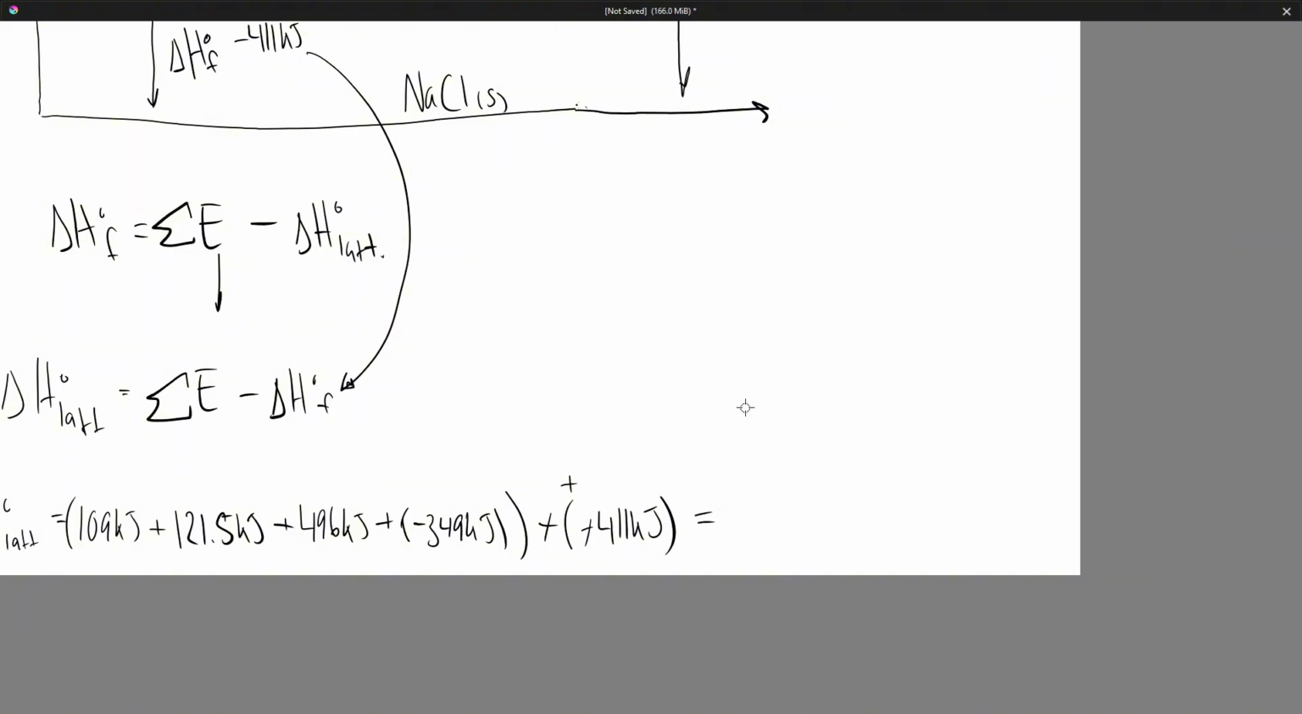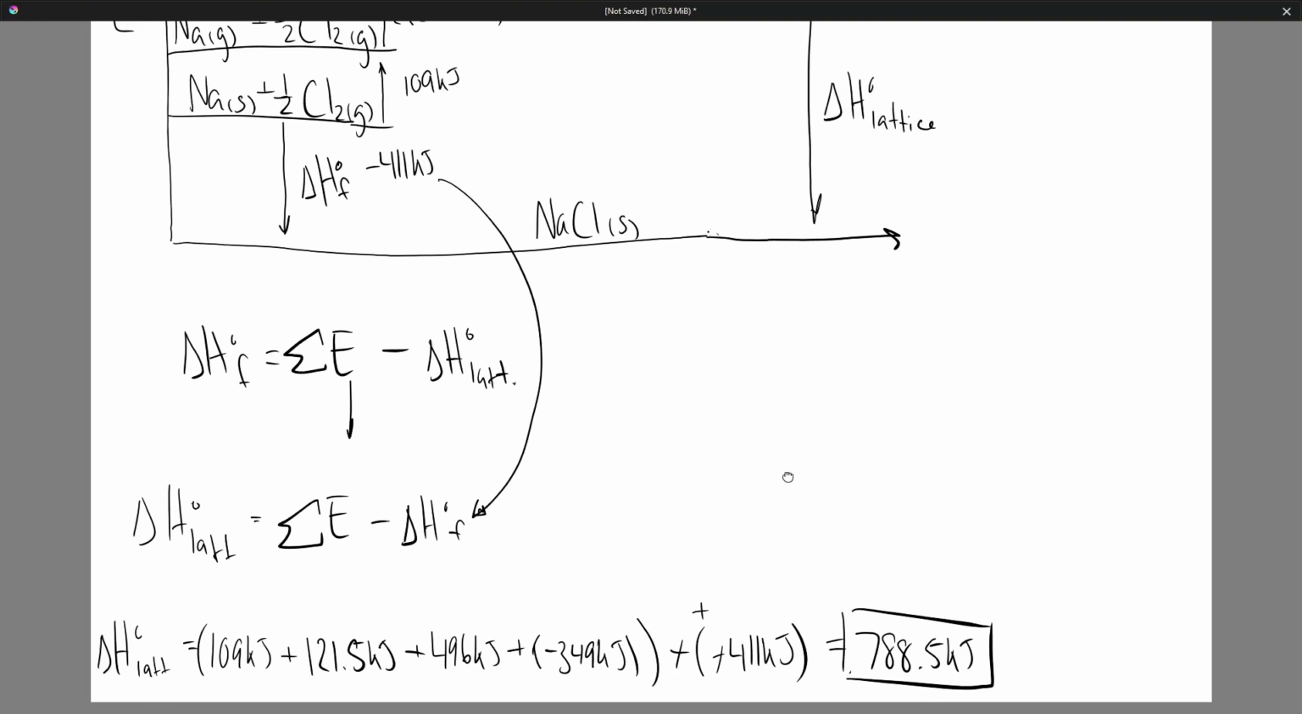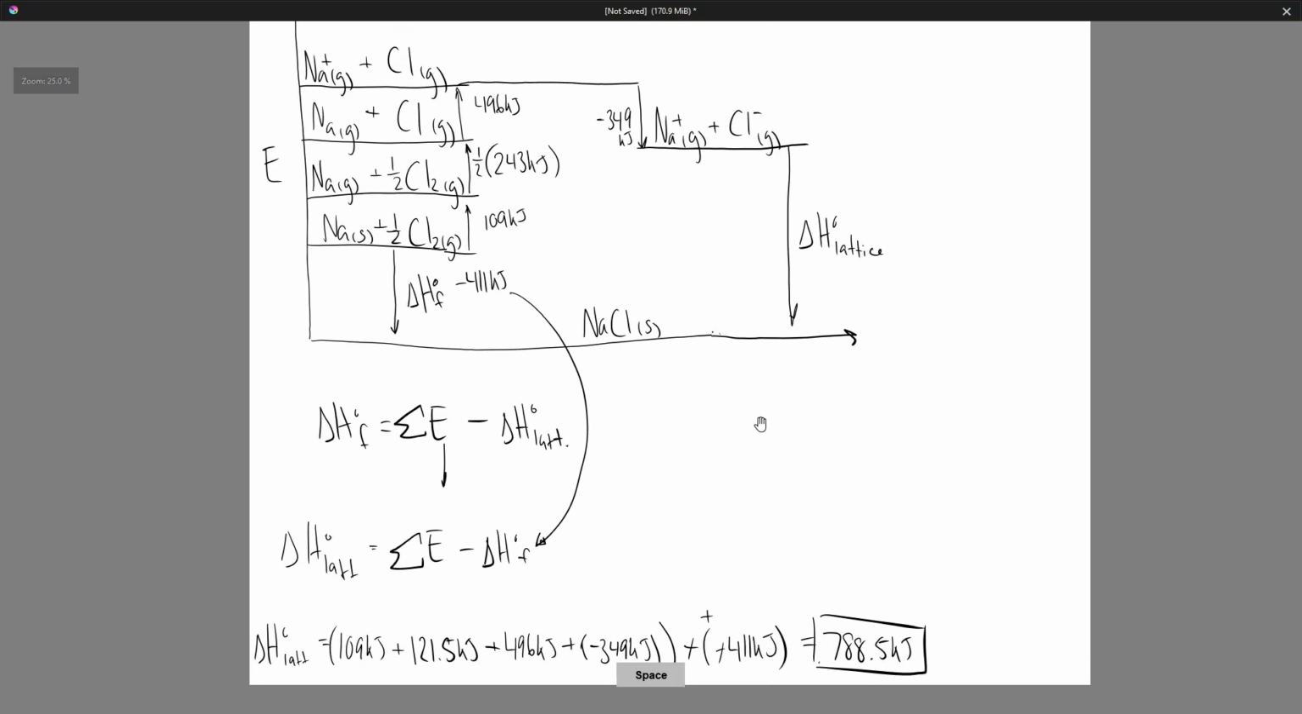Which should give us an energy of 788.5 kilojoules. And that would be the answer right there. So for this one, you really want to show the graph, since that's how you're basically showing your work.